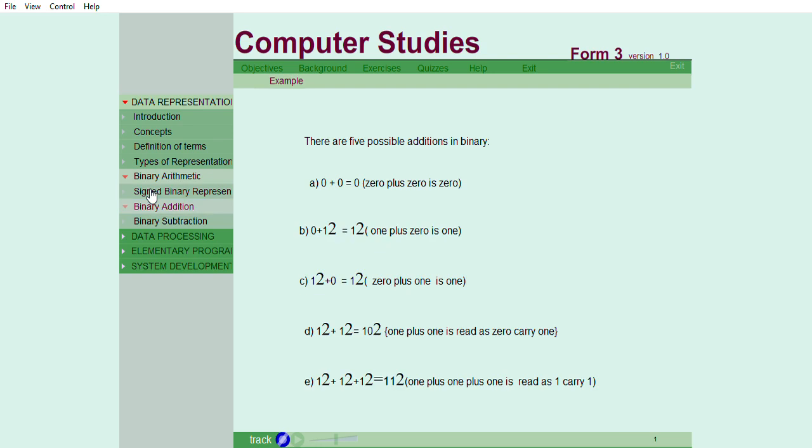To show there are only 5 possible additions in binary. First one is 0 plus 0, which equals 0. 0 plus 1 equals 1. 1 plus 0 equals 1. 1 plus 1 equals 10, read as 0 carry 1. And 1 plus 1 plus 1 equals 11, read as 1 carry 1.